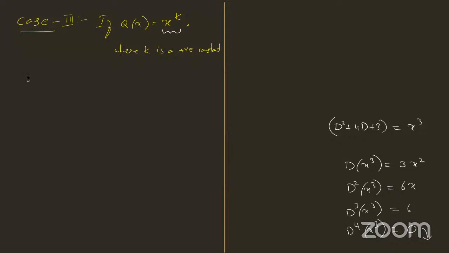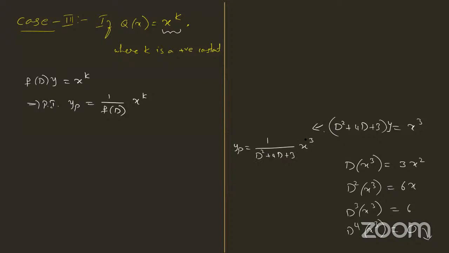When you are given this differential equation, it looks like this: f of D into y is equal to x to the power of k. And the usual way, we write the particular integral as yp is equal to 1 by f of D, and you operate this on x to the power of k. If you recall, for example, if you take this example, D square plus 4D plus 3 into y is equal to x to the power of 3, then what happens to the particular integral in a regular sense? We write it as 1 divided by D square plus 4D plus 3, and we operate all this on x to the power of 3.